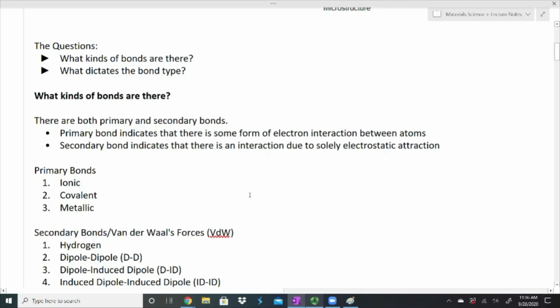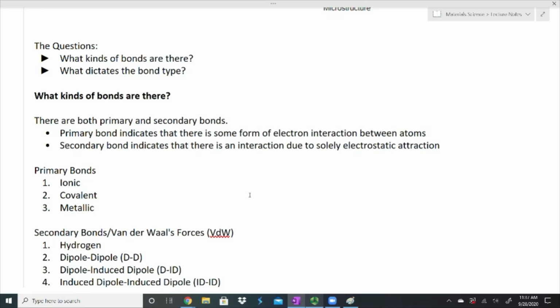Secondary bonds are when there's an interaction due to just electrostatic attraction. The individual electrons aren't really doing anything. It's just the fact that there's some positive or negative charge associated with the atom or the molecule, and that is a secondary bond.